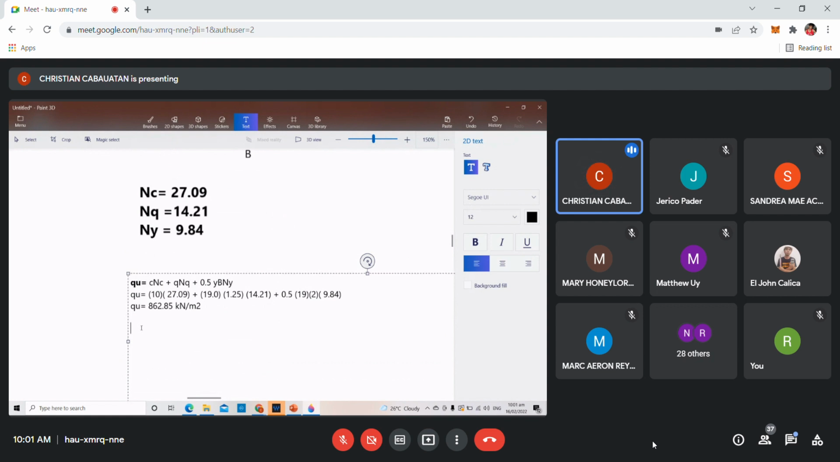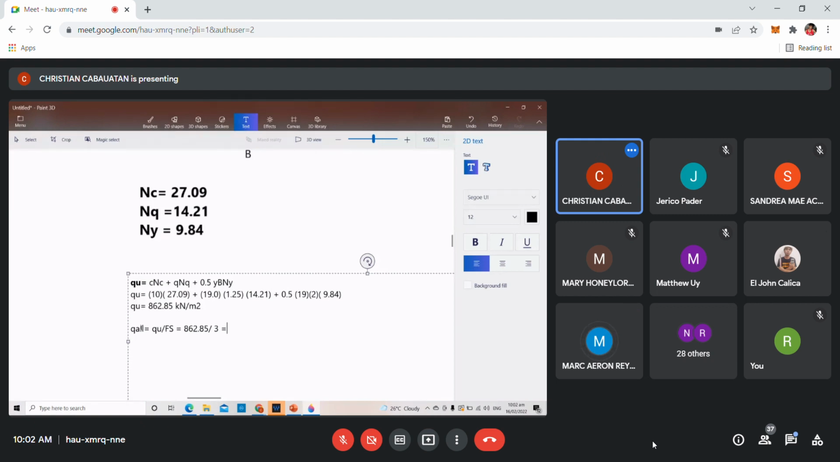Okay. So, kailangan natin kunin din si allowable. Yung allowable niya, which is QU divided by its factor of safety. Okay? So, the ultimate bearing capacity would be 862.85 divided by the factor of safety, which is 3. Okay lang? Okay lang ba?